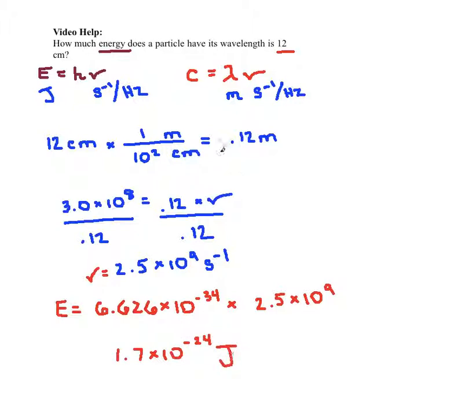So if you look through this problem, I gave you wavelength in centimeters. The first thing we did was convert to meters. Okay. Then I was able to use my wavelength to solve for my frequency, which I got to be 2.5 times 10 to the 9th. Then with frequency, and only with frequency, can I plug that into this formula here, my E equals h times frequency, and I was able to get my energy, which was 1.7 times 10 to the negative 24th.